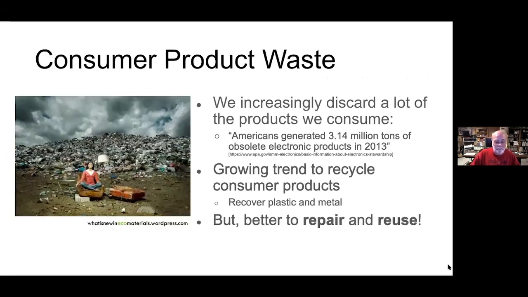So next slide, please. I don't need to show this group this picture. You know that we throw a lot of stuff in landfills. Question is, how much of that are electronic products? And a lot of the things we do fix are electronic for some reason. A lot of mechanical wood things, but mostly electronic. An old statistic, over 3 million tons of electronic products in 2013. Of course, it's more than that. And as we're doing here in many places, we're trying to recycle these products, and we can recover plastic and metal from these things instead of just throwing them into the ground. But if we can, it's much, much better to repair and reuse.